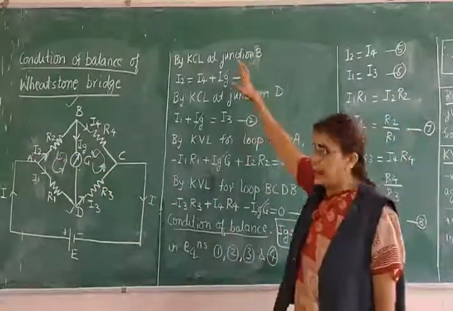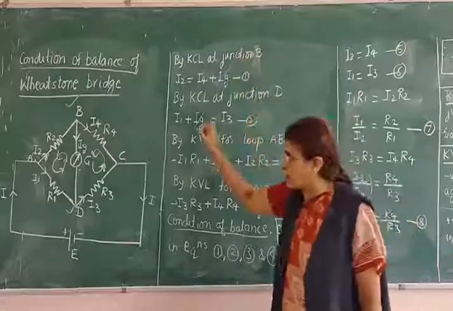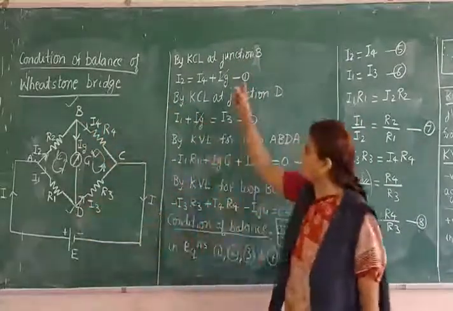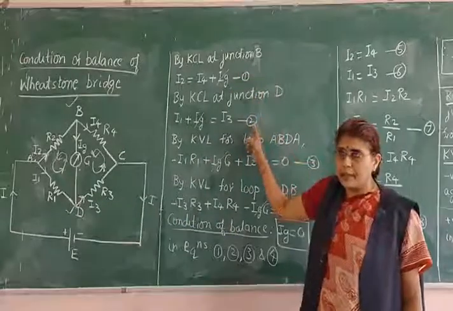Second, we apply KCL for 2 junctions. What are the 2 junctions? One is B, another is D. So I got 2 equations, equation 1 and equation 2.